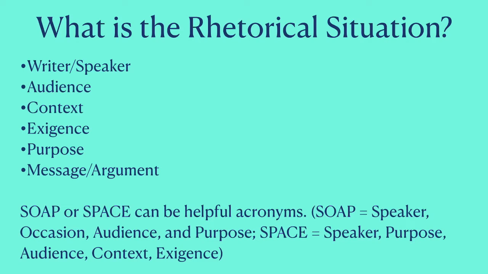So you're going to start by identifying the writer or speaker, and then the audience, the context, and exigence. Context is like historical context, and exigence is like the catalyst, what prompted the writer to write. Then you need to look for the purpose and the message. Those tend to come in later because you might be able to infer the purpose or message before you've actually read it, depending on what it is. But as you read the passage, those two things should become more clear.